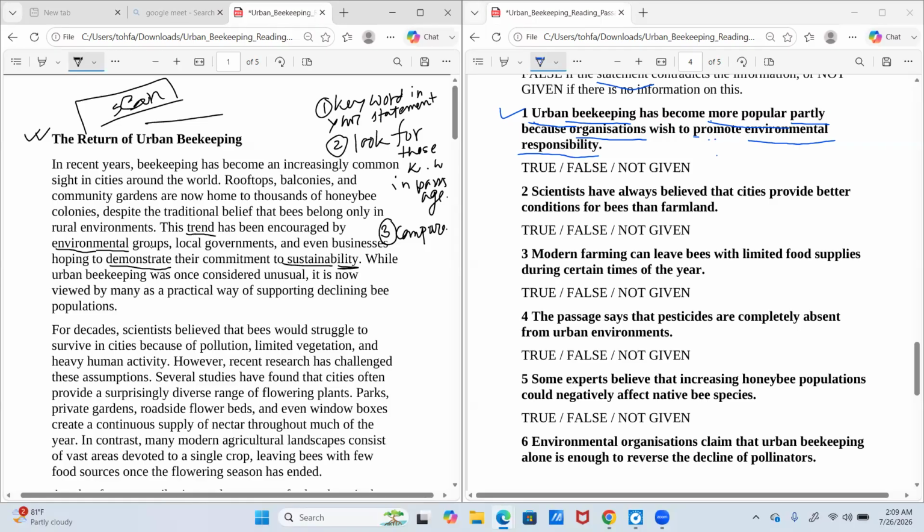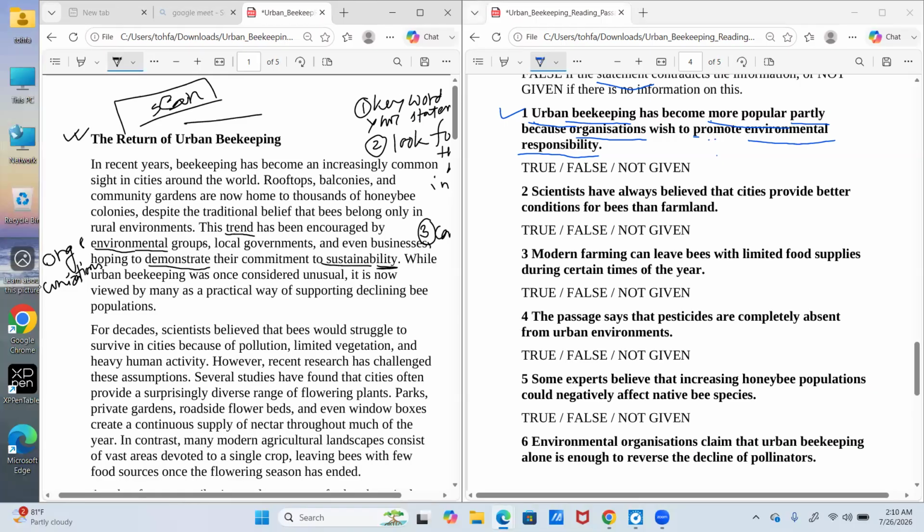So when we have found a few of our clues, we would read the whole sentence. It says this trend has been encouraged by environmental groups, local governments, and even businesses, hoping to demonstrate their commitment to sustainability. And we can also see that the combination of these three, environmental groups, local governments, and even businesses, can be marked as organizations, right? Organizations. Therefore, we have found that.